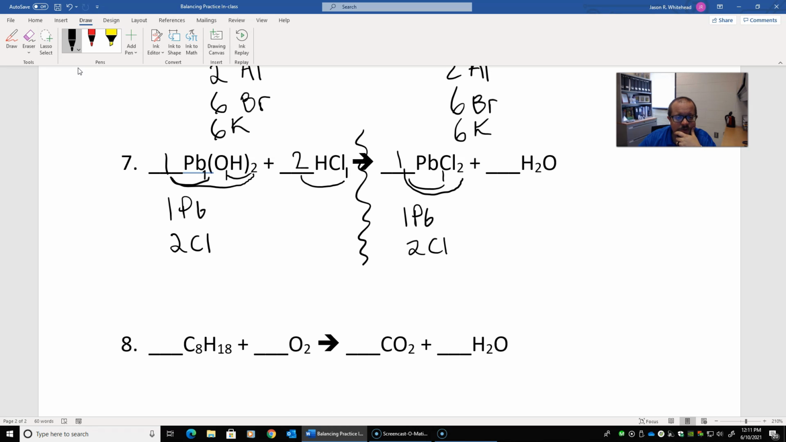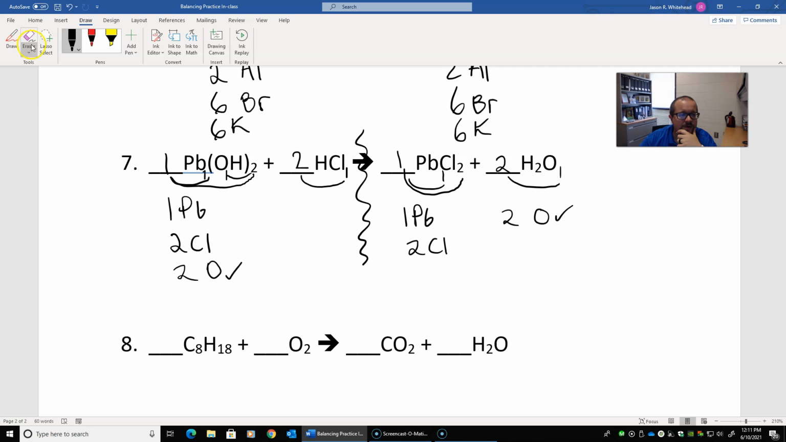So 1 times 2 times 1 tells me that I've got 2 oxygens on the left side. To get 2 oxygens on the right side, I've got to put a 2 here, because 2 times 1 is going to give me 2 oxygens. So that checks off. Now the only thing I have left here is my hydrogens. Let's make sure that they're balanced.